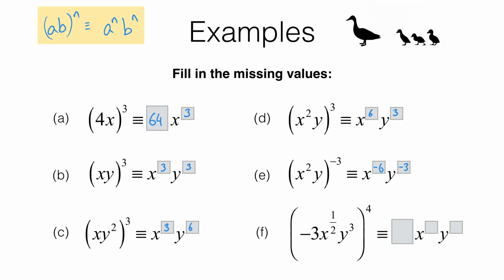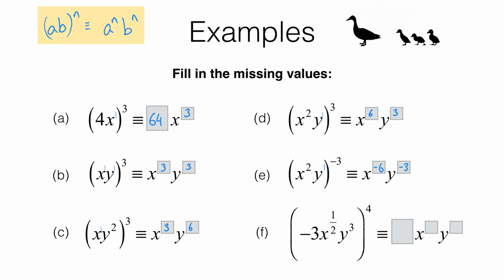Some students like to put in the invisible 1 here. Remember, y is the same as y to the power of 1. And then they can think of these questions as simply multiplying these indices. 2 times negative 3 gives us the negative 6, and 1 times negative 3 gives us the negative 3. If you found that helpful, you might like to pause the video and have a look at all the previous examples where I've now put in all those invisible 1s.